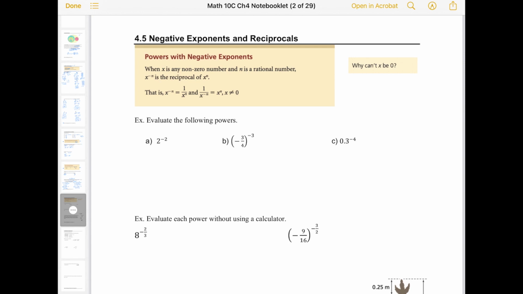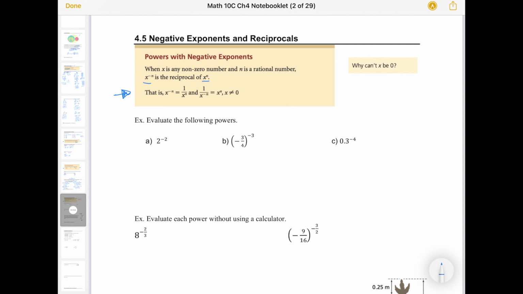All right, let's look at negative exponents and reciprocals now. And this is, again, a rule. And this rule is on your formula sheet, just knowing how to use it and what it means. So when I have a negative exponent, then x to the negative n is the reciprocal of x to the n.